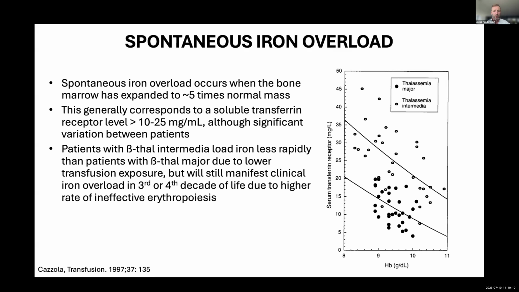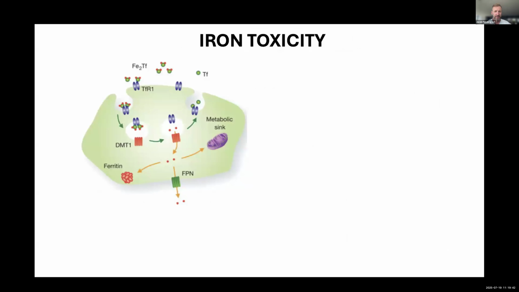In essence, what this means is that even if you are not transfusing somebody with beta thalassemia, like if you have beta thalassemia intermedia, you will still start accumulating iron overload from all that ineffective erythropoiesis, and it typically shows up around the 3rd or 4th decade of life. So beta thalassemia major will load iron faster because of all the blood that's being transfused. But beta thal intermedia or non-transfusion dependent thalassemia will also become iron overloaded because of that expanded bone marrow, typically showing up around the 3rd or 4th decade of life.